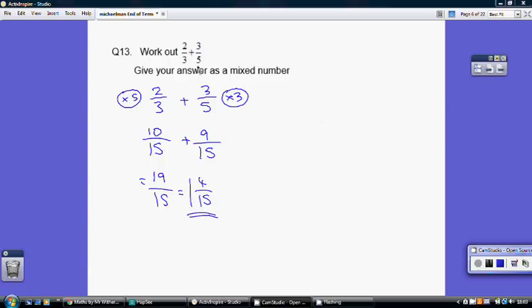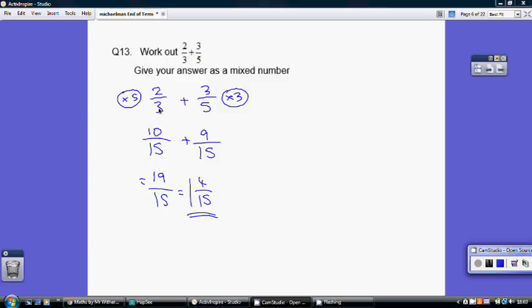Question 13. When we're adding or subtracting fractions, we have to have a common denominator. That means we have to have the same number on the bottom. So what do 3 and 5 both go into? They both go into 15. So that's the lowest common multiple of 3 and 5. So we're going to make both the denominators equal 15. So our equivalent fractions are both going to be over 15. So starting off with 2/3, we need to find the equivalent fraction of something over 15.